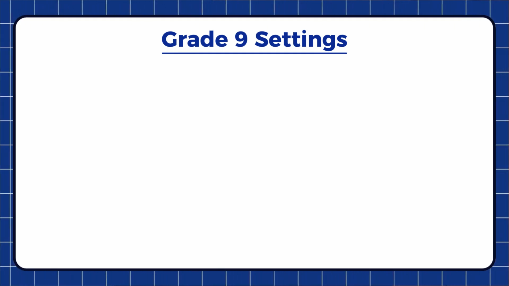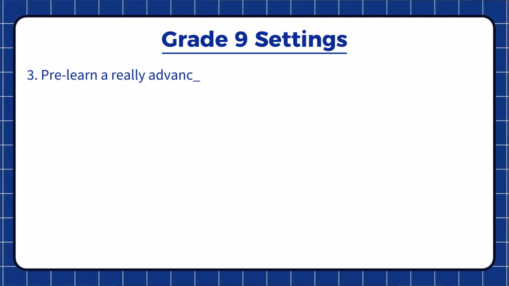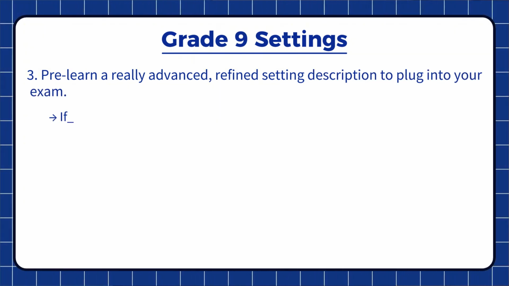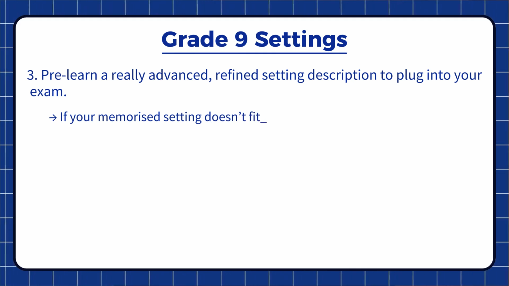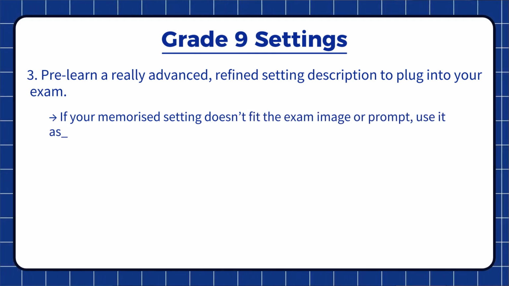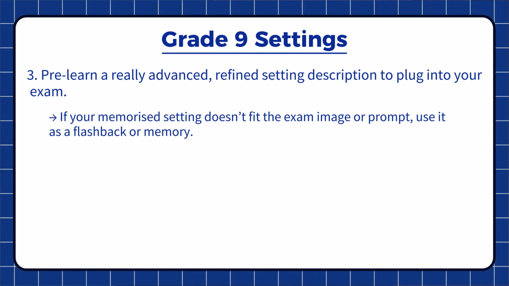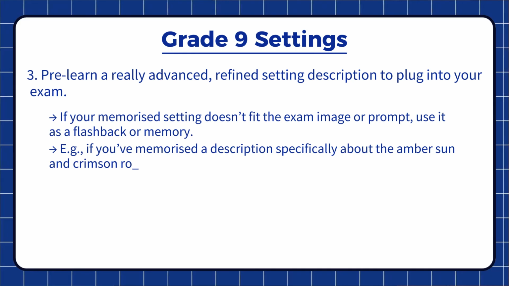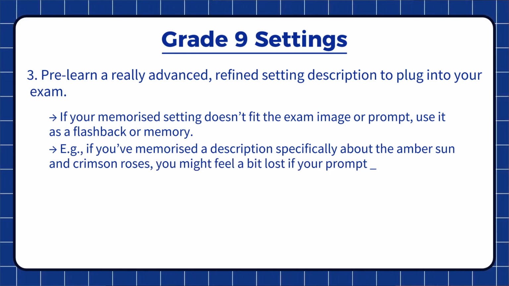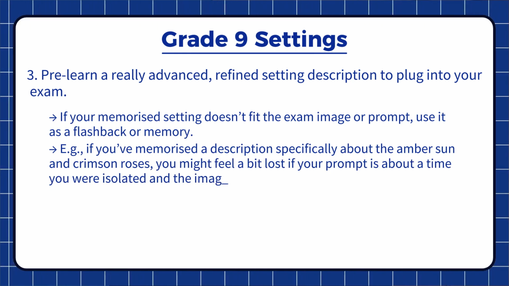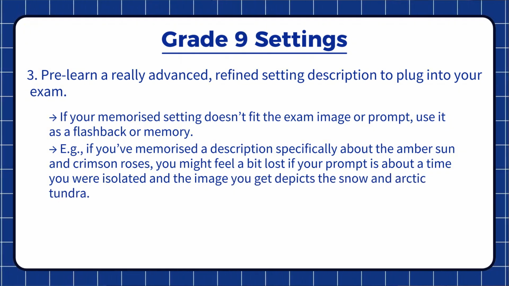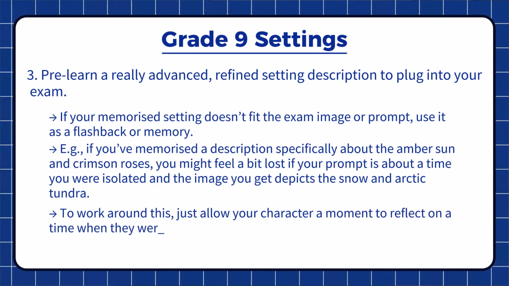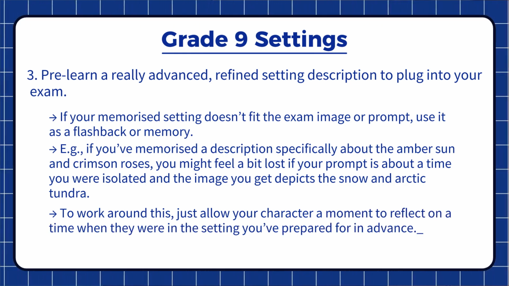And finally, pre-learn a really advanced, refined setting description to plug into your exam. And if your memorized setting doesn't fit the exam, so the prompt or the image you're given, just use it as a flashback. So for example, if you've memorized a description about the amber sun and the crimson roses, you might feel a bit lost if you get a prompt about when you were isolated and the image is like an Arctic tundra. And to work around this, just allow your character a moment to reflect on a time when they were in the setting that you have prepared for in advance.